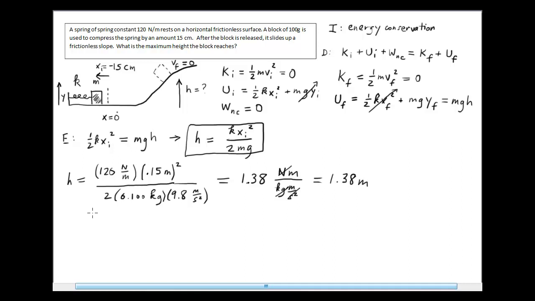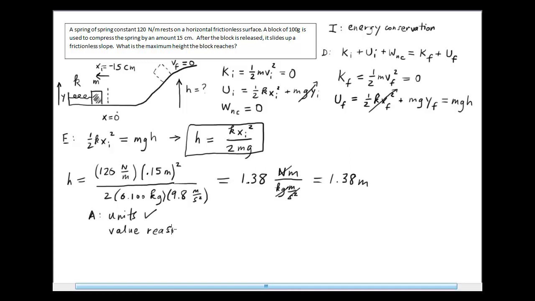So for the assess step, the very last thing that we do, we can say for sure that the units work out fine because we expect to get a distance. As far as the value, it's hard for us to say very much about it, but it does seem to be at least a plausible value. We don't know how stiff the spring is. Maybe 120 newtons per meter turns out to be a pretty stiff spring, so it launches the mass up the slope a fair distance, 1.38 meters. At least that seems reasonable.